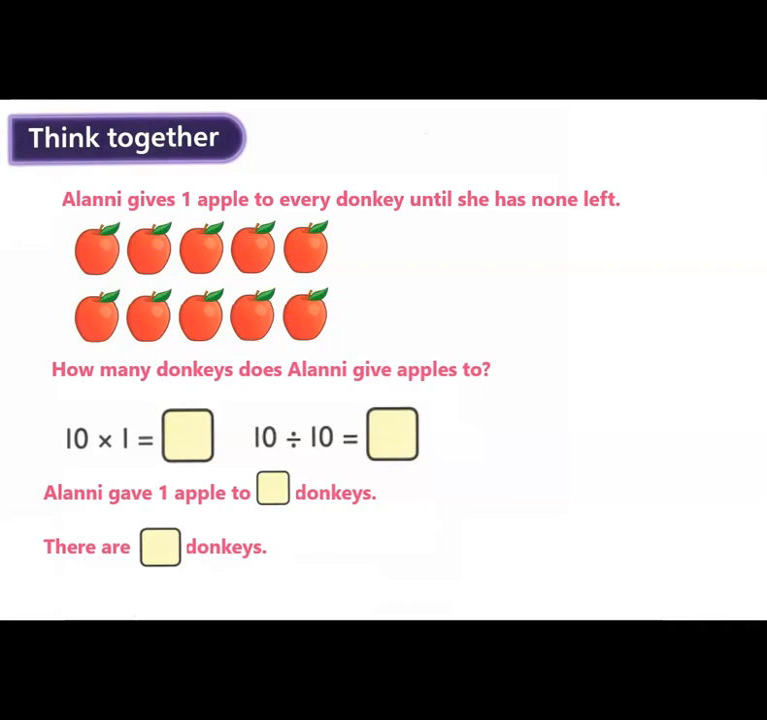Well, we can see that there's one group of 10. So 10 times 1 is 10. And she shared the 10 apples between 10 donkeys. And each donkey gets 1. So 10 divided by 10 is 1.